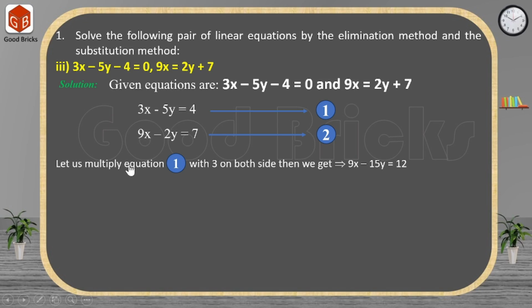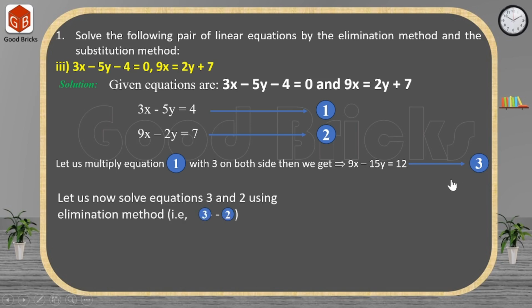So we are going to multiply equation 1 with 3, so that we will get 9x minus 15y is equal to 12. Now let us assume this as equation 3, and from this equation 3 let us subtract equation 2. So first let us take equation 3 and then let us take equation 2, and when you are subtracting you have to change the symbols. Okay, so we have done changing symbols.